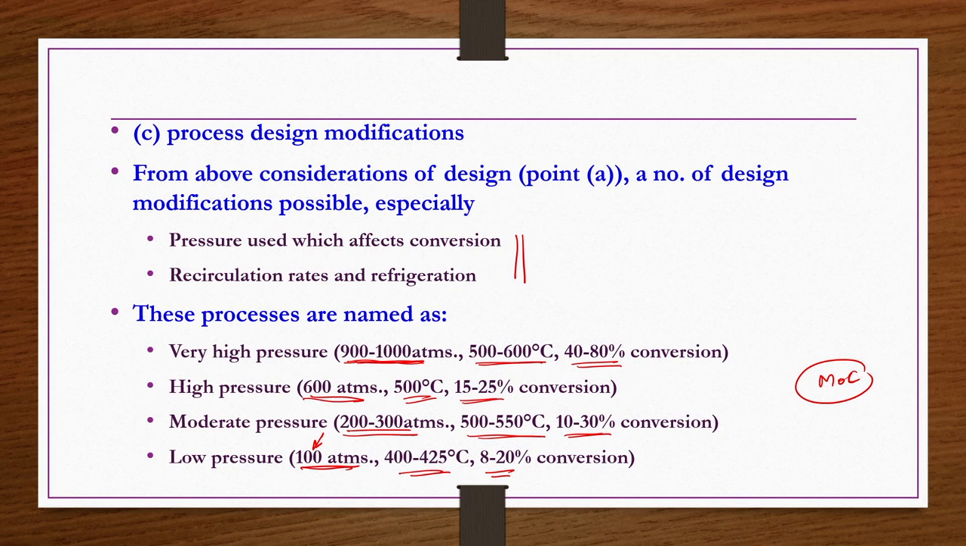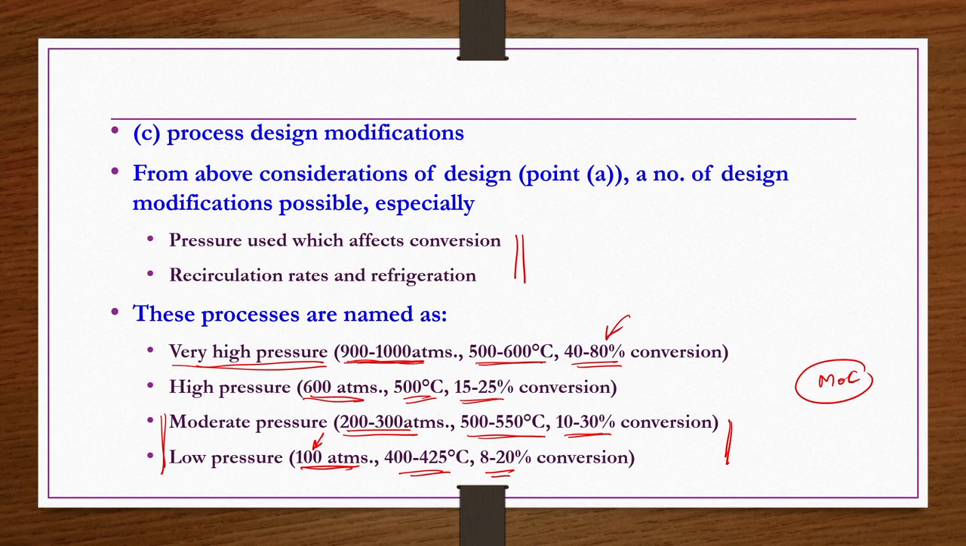But the material of construction for high pressure vessels is very expensive, and high pressure reactor designs are also very tough. You have to make sure that there is no leakage and all that. So from this cost and design point of view, if you have issues, then it is better to go for low or moderate pressure conversion processes. Because of the cost of material of construction, and because designing a high pressure reactor is very tough, many plants usually operate at moderate or high pressure conditions only.